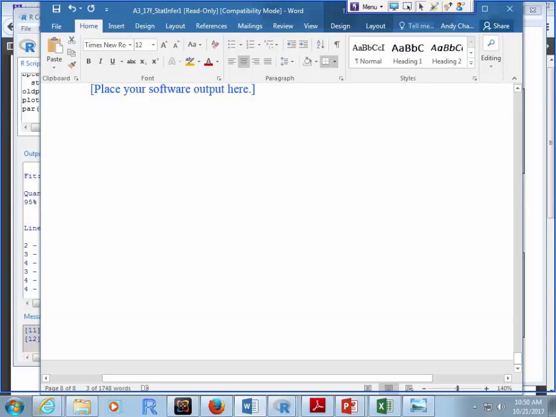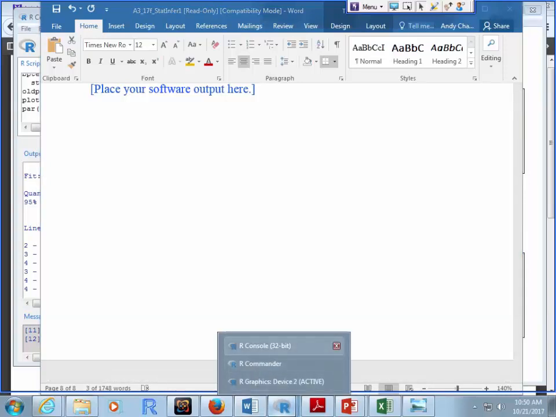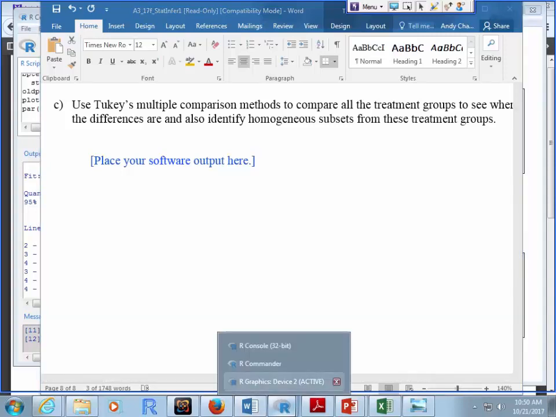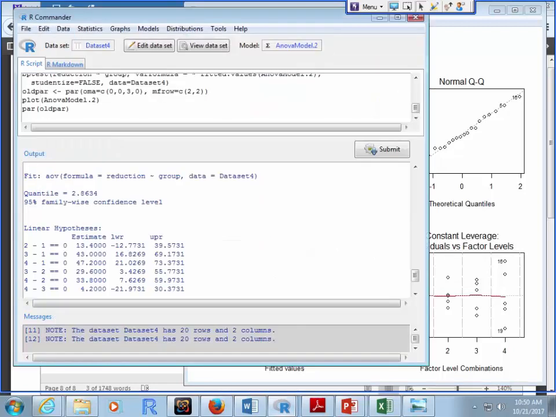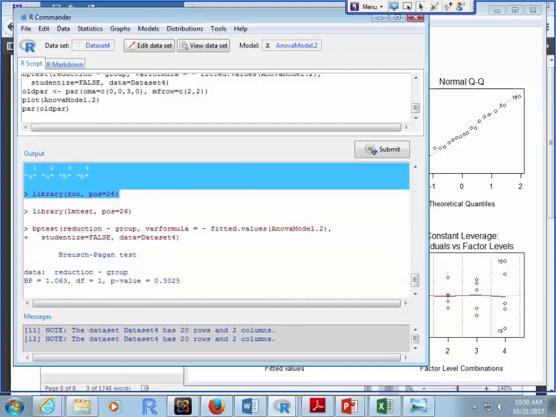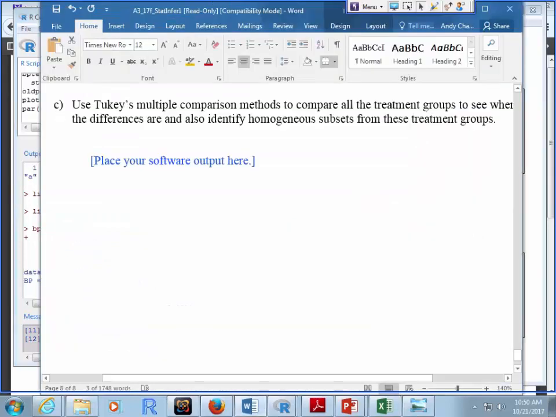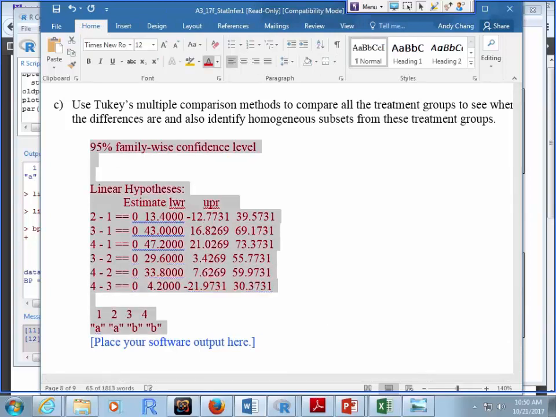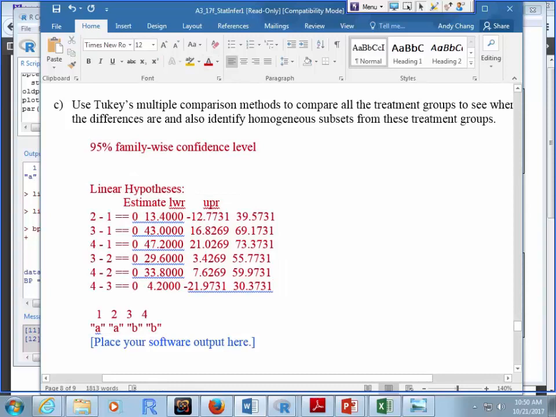So that's actually part C. What you can do here is multiple comparison to see what the difference is, and also identify homogeneous subsets. You can use all this information if you want: linear contrast, or family confidence interval, or just the confidence interval would be good enough, if you know how to interpret these confidence intervals.